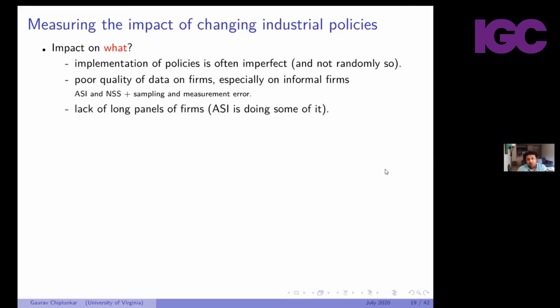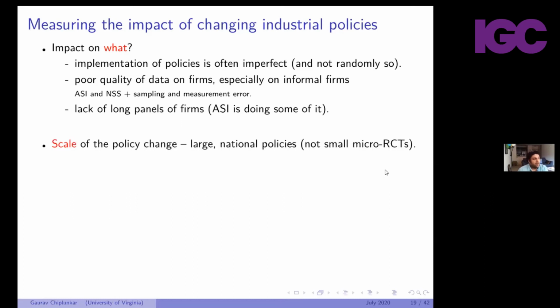And ASI, as we saw from the firm distribution, if almost my entire firm distribution is below 10 workers, ASI is capturing precisely the other part of it, right? Which is firms that are greater than 10 workers. So there is really something that we need to do on firm quality data.